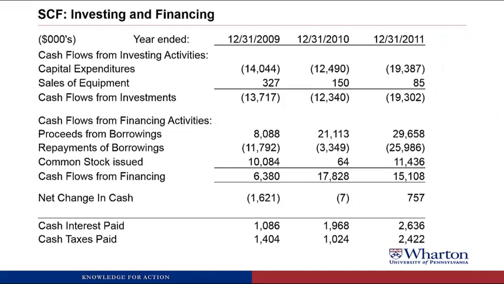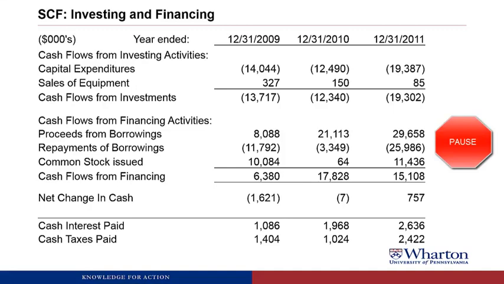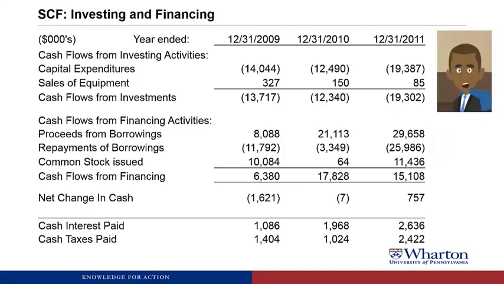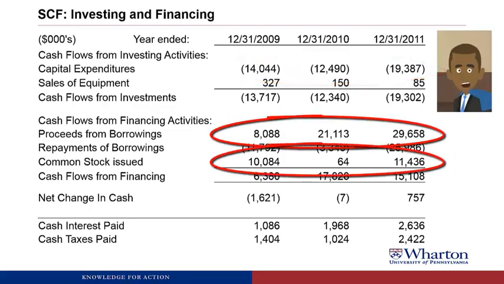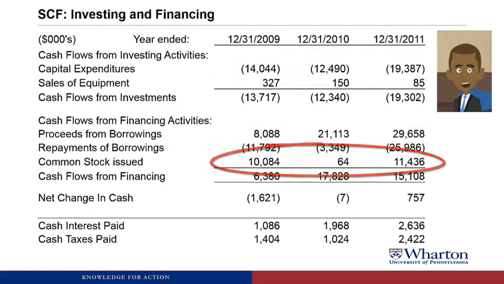Here are the investing and financing sections of the statement of cash flows, along with the supplemental disclosures of cash interest paid and cash taxes paid. So again, pause the video and take a look. Although lumpy, the capital expenditures, proceeds from borrowing, and common stock issued mirror the growth in PP&E, debt, and equity on the balance sheet.